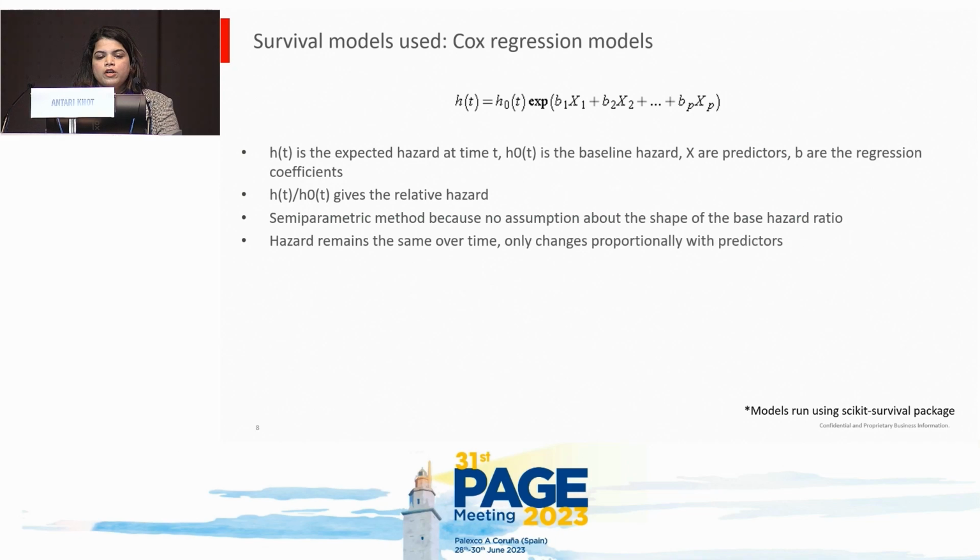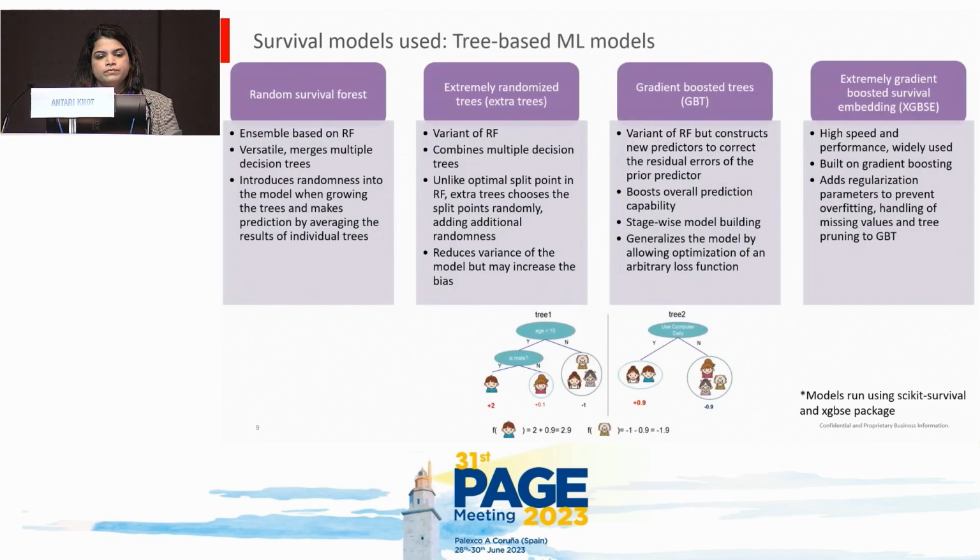Now, we wanted to compare everything with Cox regression. That's a gold standard for doing survival analysis. And it's a pretty good method. It's been used for decades. It's a semi-parametric method. Everyone knows how to use this very quickly. Hazard remains the same over time, and it only changes proportionally with predictors. In addition to this, we also used a regularized version of Cox, just to add a better variant of Cox.